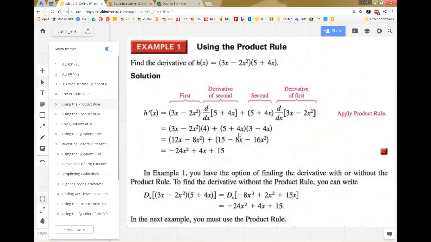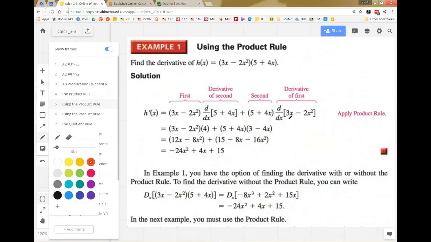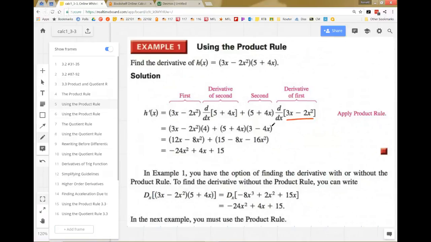Plus the second times the derivative of the first. And what's the derivative of that? Well, the derivative of 3x is 3, and the derivative of negative 2x squared is negative 4x. Okay, so at this point we've applied the product rule. And now it's just a matter of doing the algebra and multiplying it out.